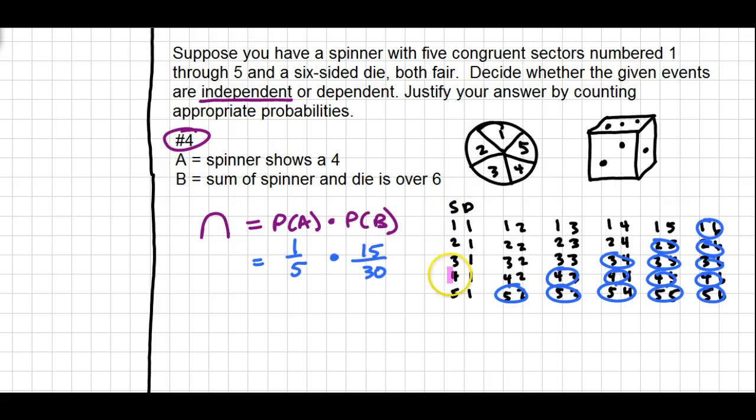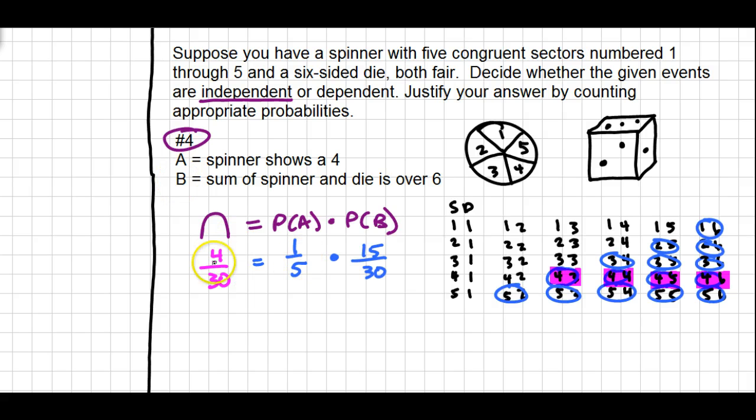So the spinner shows a 4 in this row, but the ones that are in that intersection are here, here, here, and here. The spinner is the first number. Anytime it's a 4 is the one that I want to count. So I got 4 out of 30 for the intersection. That's where I'm showing A and B together.